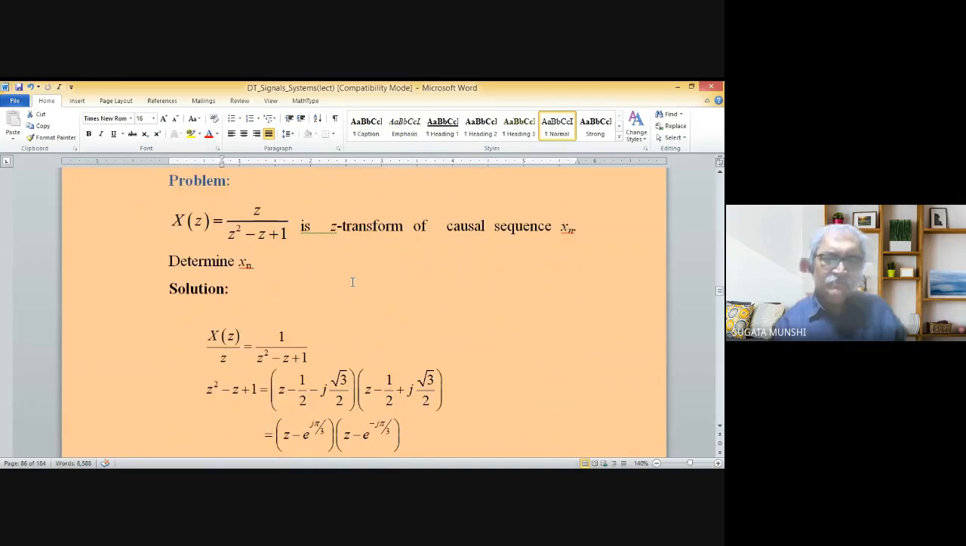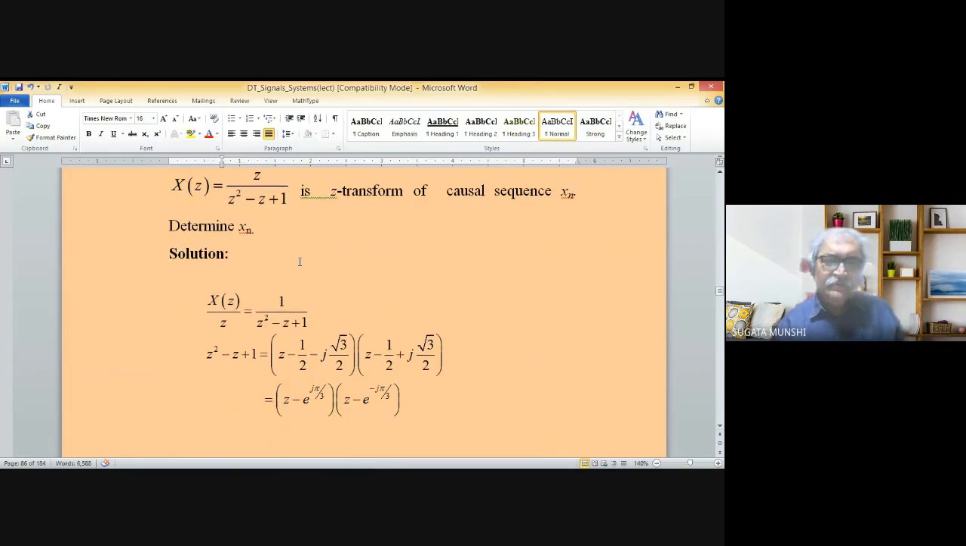Second, next problem. X(z) is z divided by z square minus z plus 1, and it is stated that it is the z transform of a causal sequence x(n). So it's mentioned that it's a causal sequence. You have been asked to obtain x(n).